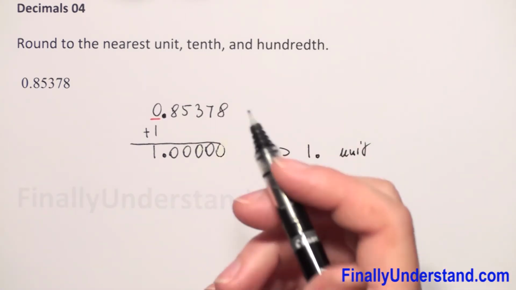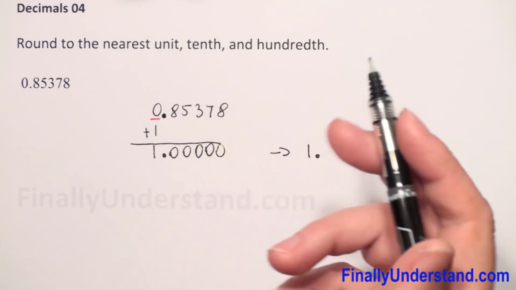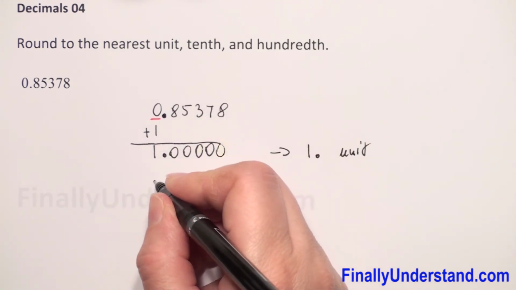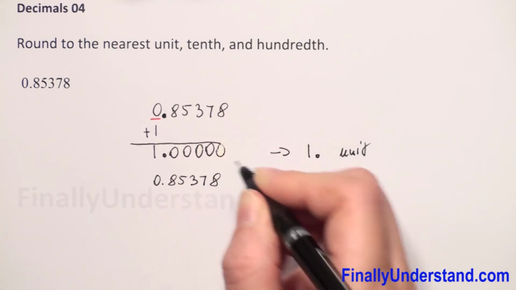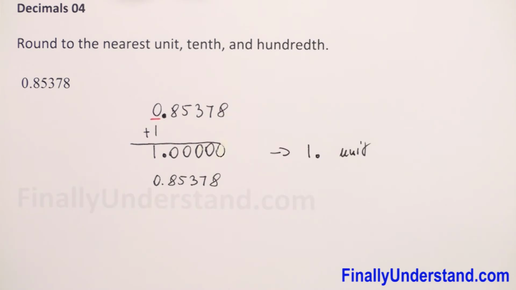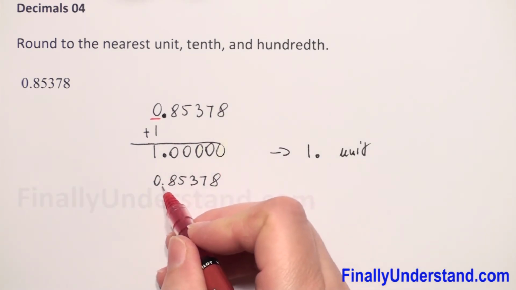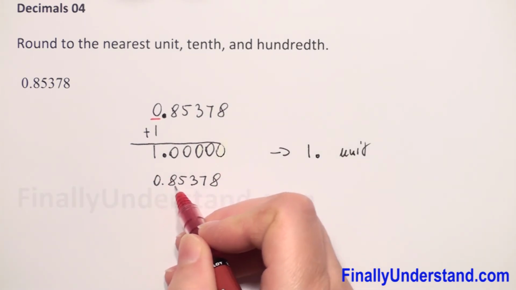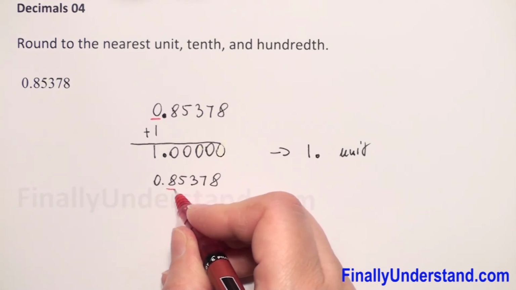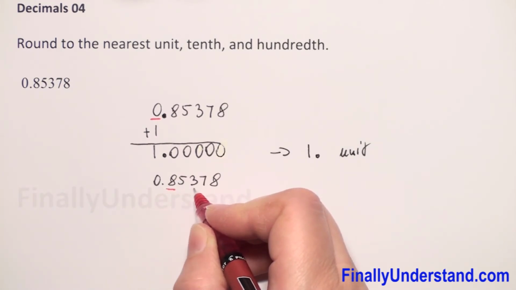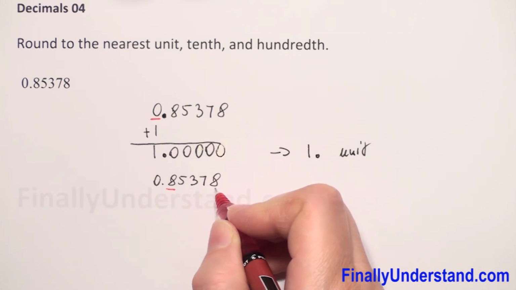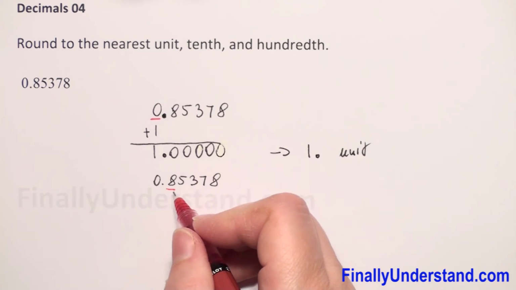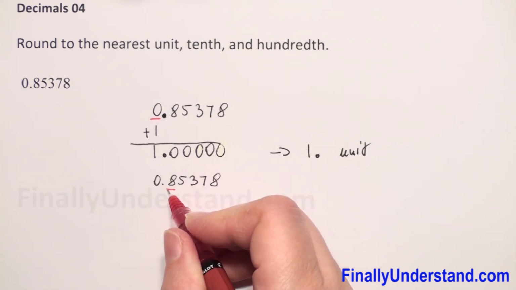Next, we have to round our number to the nearest tenth. So let me copy our example. We have 0.85378. First, we need to find the tenth. The first digit after the decimal point is our tenth. Next is hundredth, thousandth, ten-thousandth, hundred-thousandth, and so on. So our last digit to keep is 8.